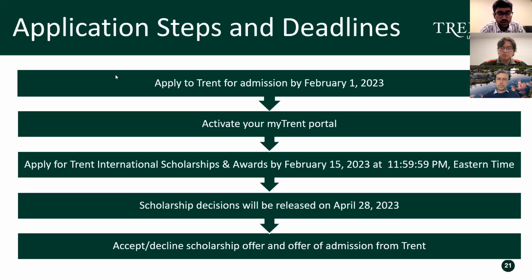But we recommend that you apply well in advance so that if you feel like you want to make any changes, you can do that by informing us. But make sure that when you apply in the first place, all things are correct so that we don't have to initiate changes all the time. And the last part is either to accept or decline the scholarship offer or the offer of admission from Trent. So these are the steps that you need to keep in mind in order to successfully apply for the scholarships and get considered and be a part of the application process.